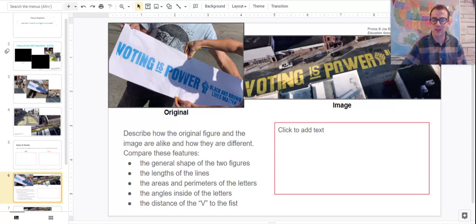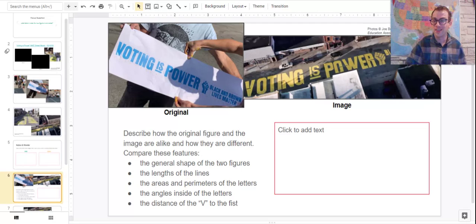Then I'm asking you to compare and contrast: what about the lengths of the lines? Are they the same size? Are they smaller? Are they longer? What's happening to the lengths of the individual lines? How about the areas and the perimeters when we go from the original on paper to the mural painted on the street? How about the angles? And then what if we describe the distance between, say, the V in voting to the fist? How does that distance change when we move from the original on paper to the mural on the street? And what you're beginning to notice is probably really foundational to this idea of similarity.